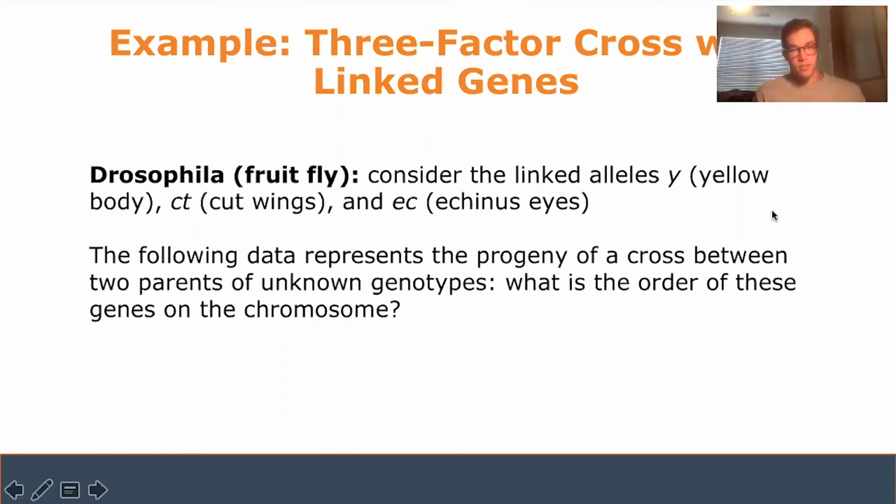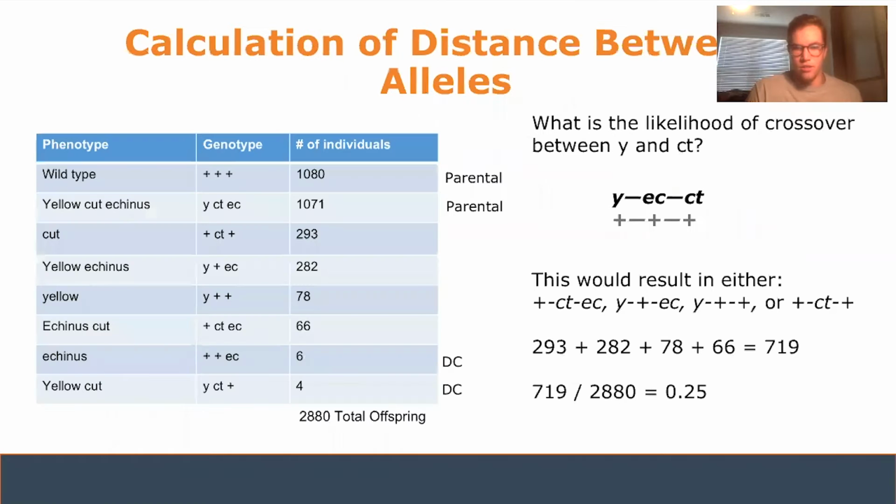Drosophila fruit fly, consider the linked alleles yellow body, cut wings, and echinus eyes. Then we're going to look at the data again. This time we're going to crunch some numbers and talk about how you can figure out the probability that crossover will happen between each of these alleles. So what is the likelihood of crossover between Y and CT?